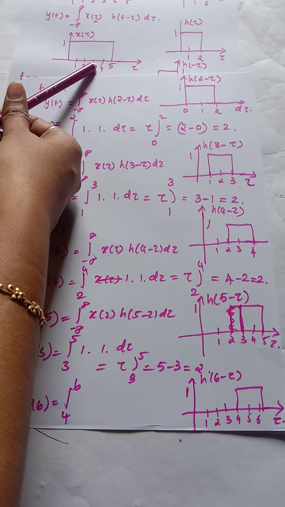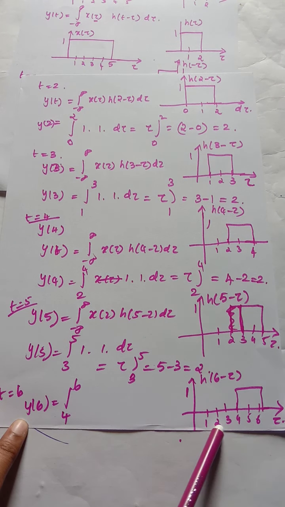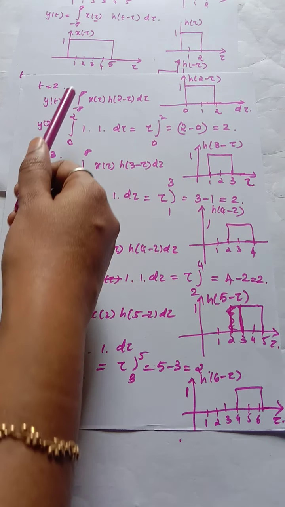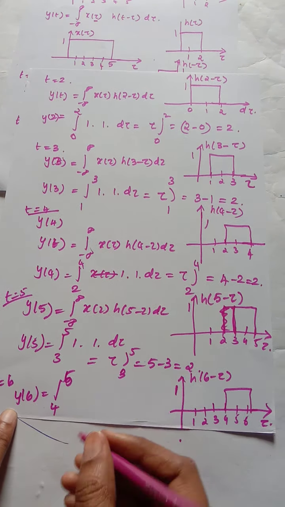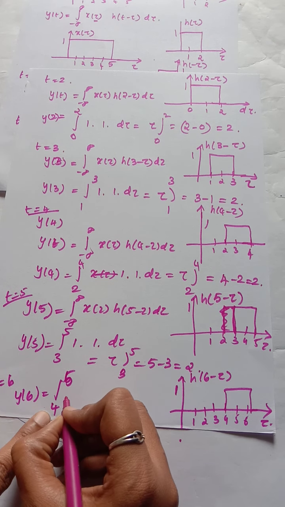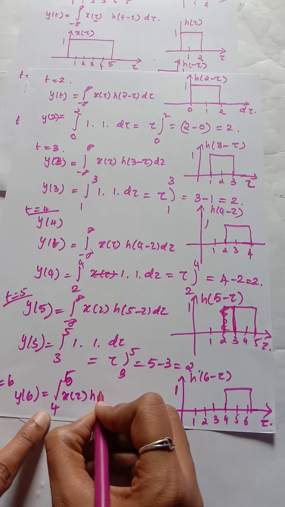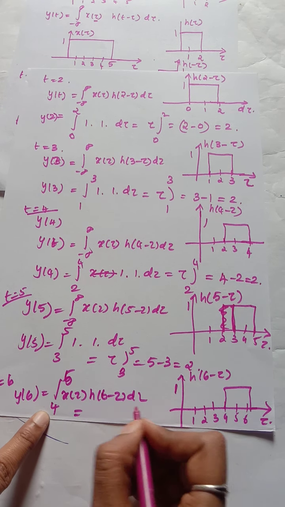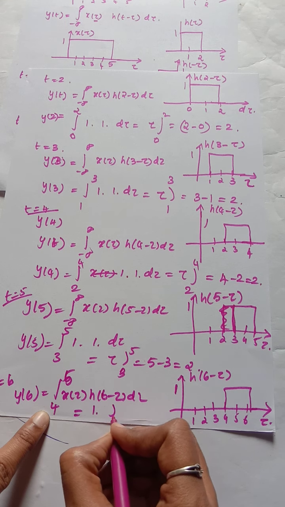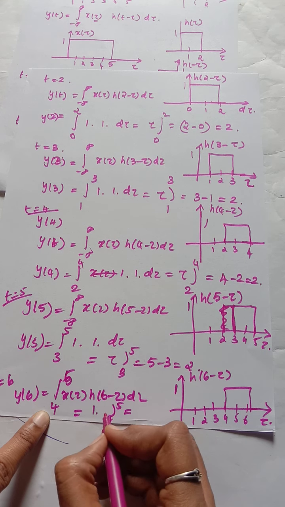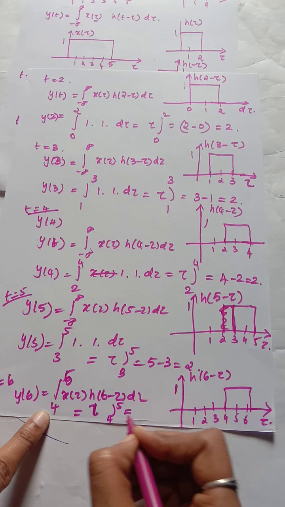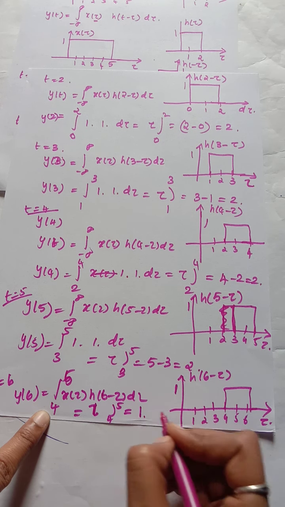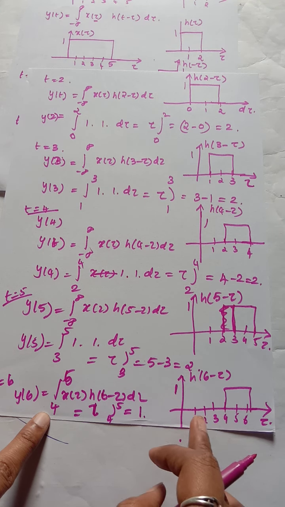Common signal is from 4 to 5 now, right? So here, for this signal it is 4 to 6. Now here you are having the common limit from 4 to 5. So 4 to 5, here what you will have is x of tau, h of 6 minus tau d tau. So here the common signal value is 1, and here it is 4 to 5. That is when you integrate it you will get tau for this, right? So here 5 minus 4, here it is 1. So at t equal to 6 you will get 1.